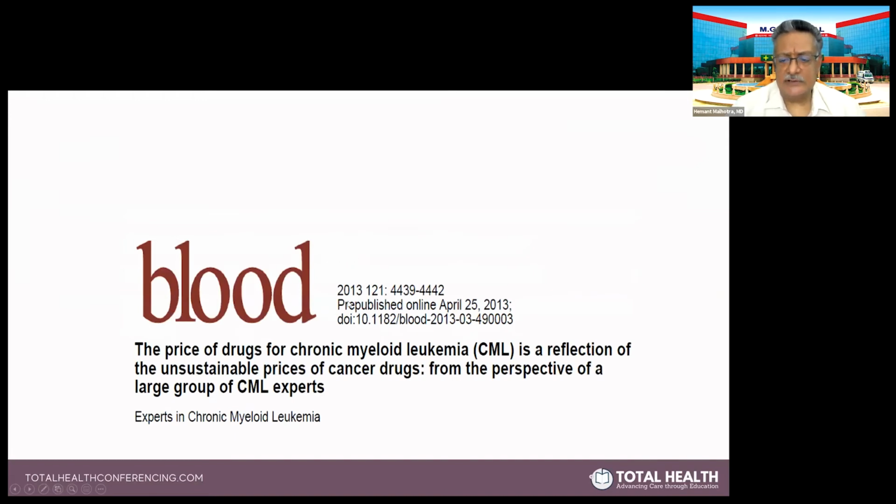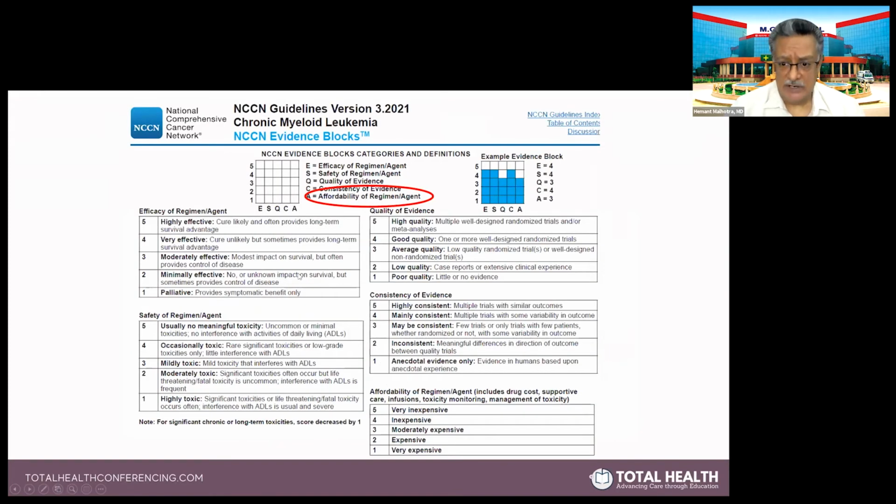This has been addressed by this beautiful write-up in Blood, very often cited, 2013, of a group of experts from all over the world. I had the privilege to also be on this group, and this was led by Dr. Hagop Kantarjian from MD Anderson Cancer Center, and they did conclude that the price of cancer drugs, including price of CML drugs, is almost unsustainable. And even in the most developed countries of the world, people are now talking about costs.